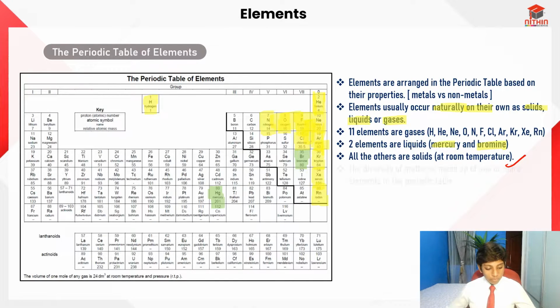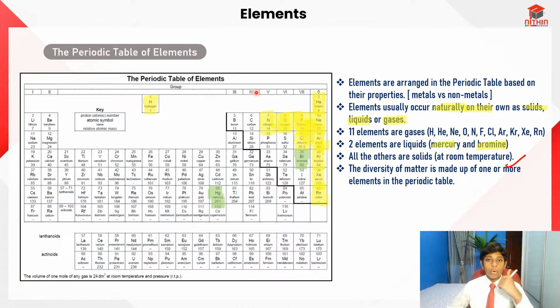Next, the diversity of matter is made up of one or more elements in the periodic table. So any matter in this world is made up of one or more elements from the periodic table, any one of these elements.